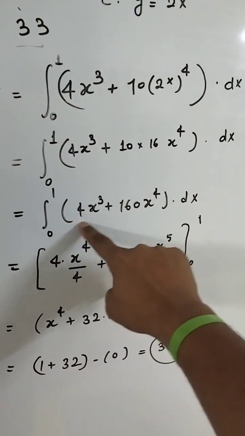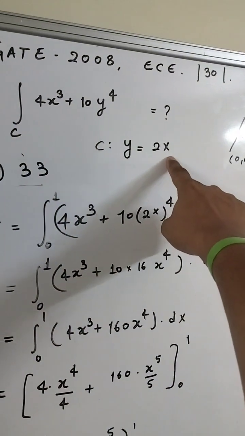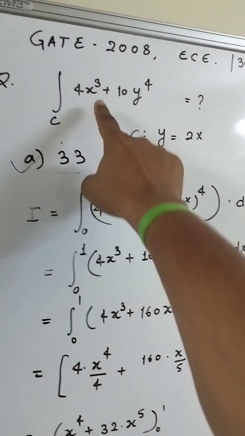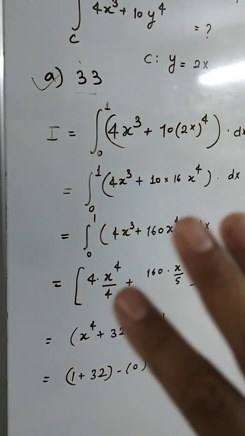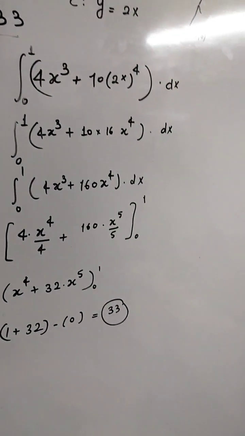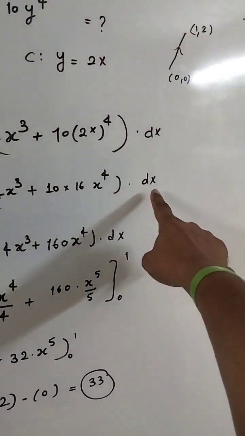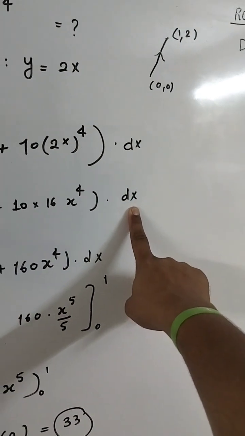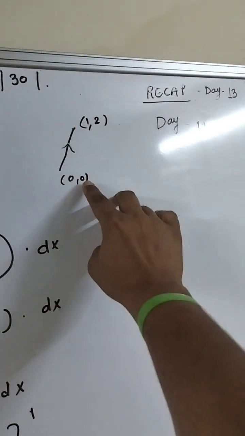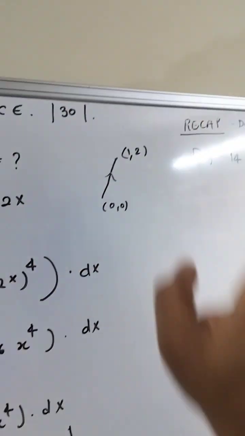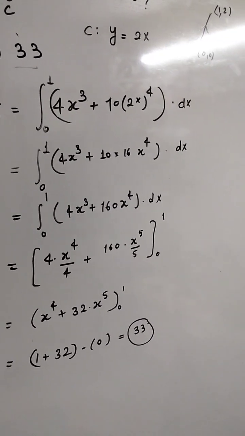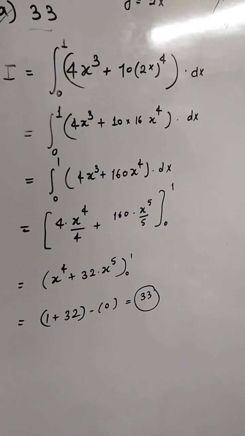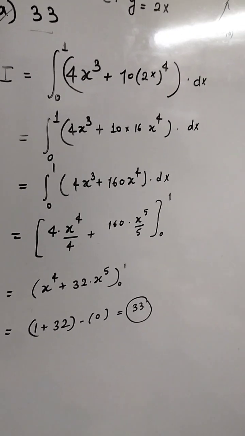Can we instead change all to y, putting x equals y by 2? X equals y by 2 is already in y, so it is total in y, and we integrate it with respect to y. So here it will be dy, and the limit will be y equals 0 to y equals 2. So let me solve by that method also, and then check whether the answer comes the same or not.